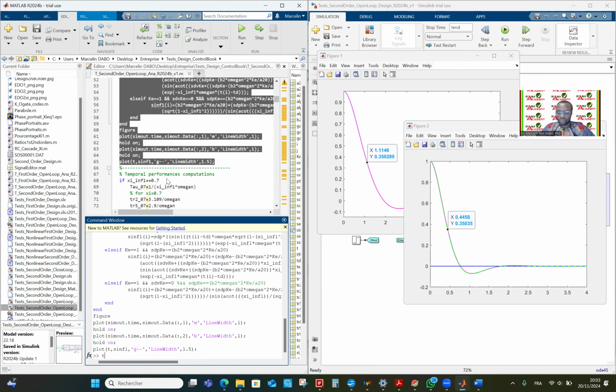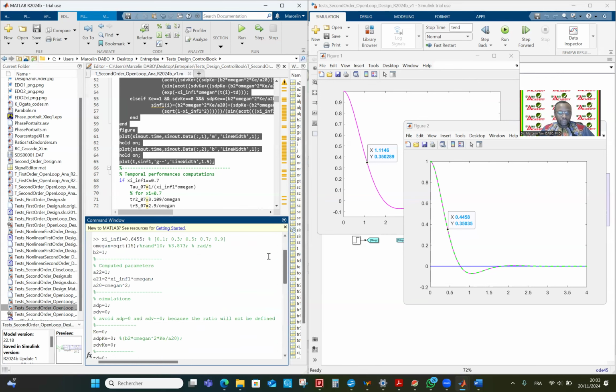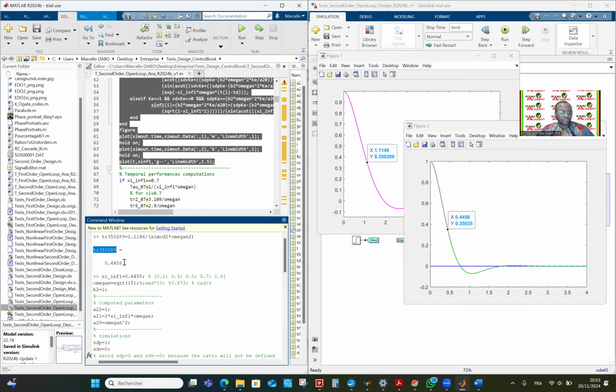And then if you take the time that we have computed earlier, at 0.35, is it correct? No. At 35, is it correct? Maybe I have forgotten something like this. Okay, no problem. Let me just go back here and take this value. Okay, so what we have here, you can see it is 0.4458. This is the time response that we have computed from here.